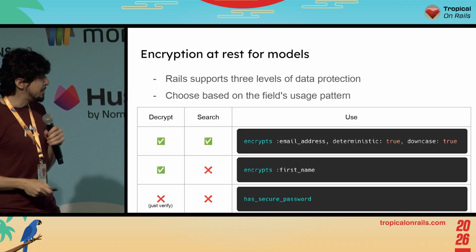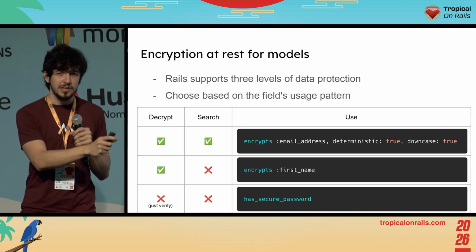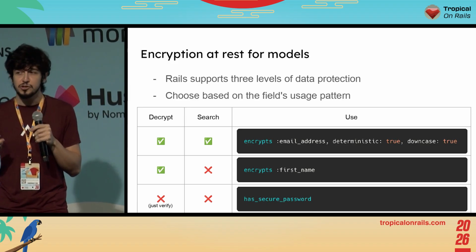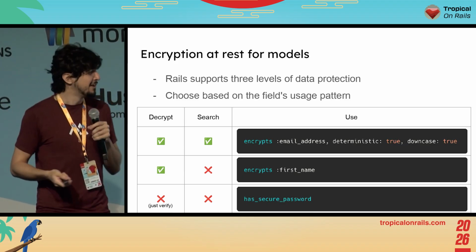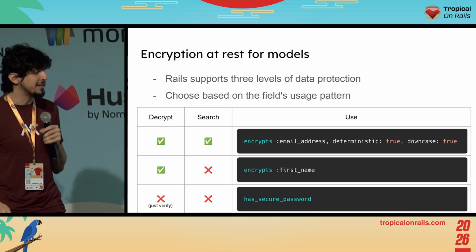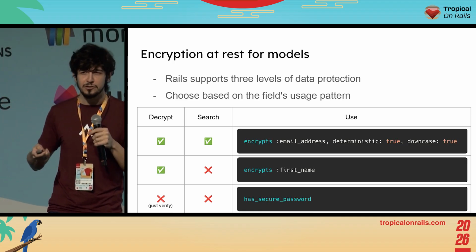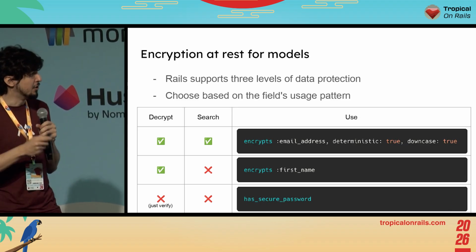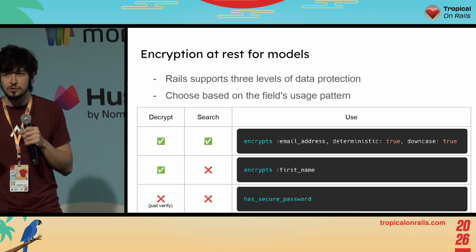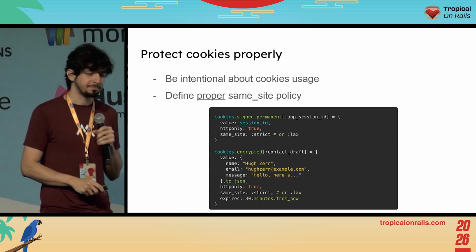And if you don't need to decrypt, you just need to get a hash in your database and then compare it with something, like we usually do with passwords, and you obviously don't need to search for the password, you can just use the has_secure_password method from Active Record, and it's going to protect that field for you automatically. Notice, this is all native. Rails is already prepared for that.